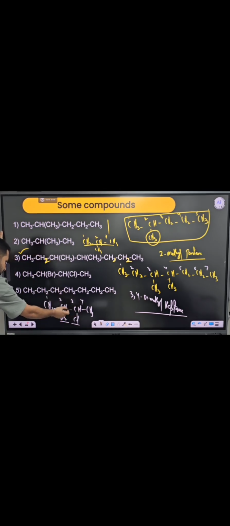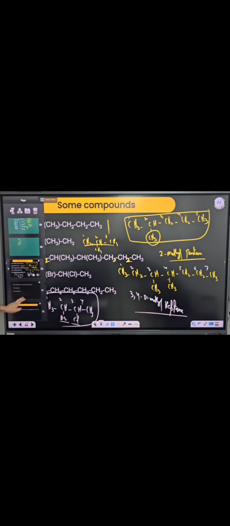How many are in the main chain? 1 2 3 4. 4 means butane. So 2 bromo, 3 chloro, that is 2 bromo 3 chloro butane, right? That way you can name it. I hope this thing is clear. You can name these compounds now. These are a few of the compounds that you can name. Take a screenshot of it and you can name these compounds, right?